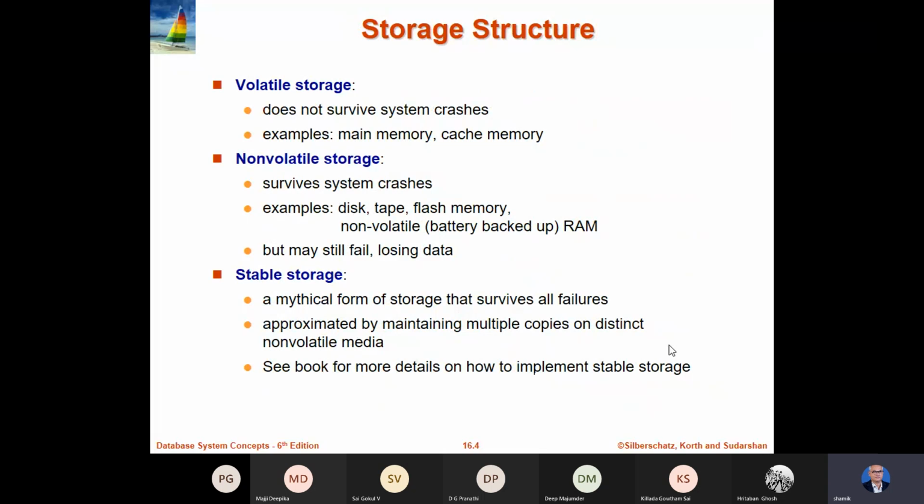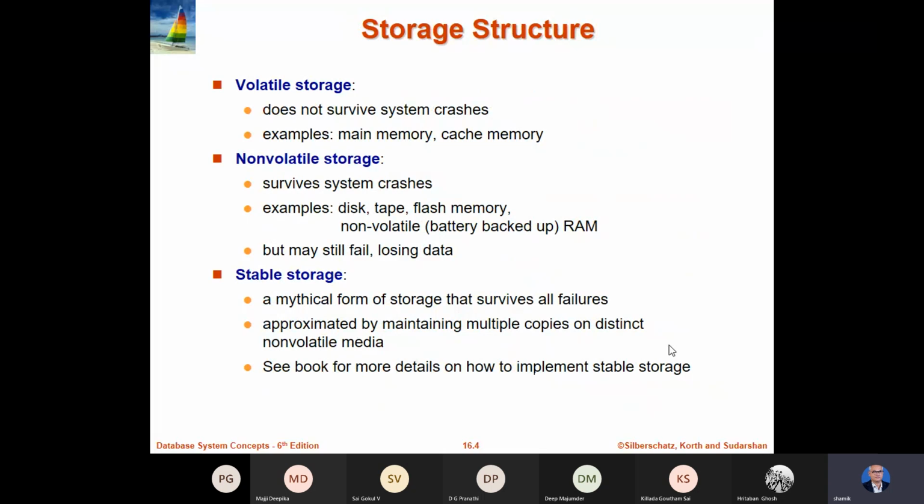Now we have to look back a little bit at storage structure, which has already been discussed by Professor Ghosh. So there is volatile storage like main memory. There is non-volatile storage which survives system crashes, but may still fail, losing data. And then finally, we have this concept of stable storage, a quote unquote mythical form of storage that survives all failures. It is approximated by maintaining multiple copies on distinct non-volatile media. You can see the book for more details.